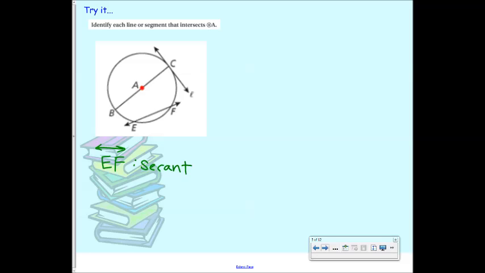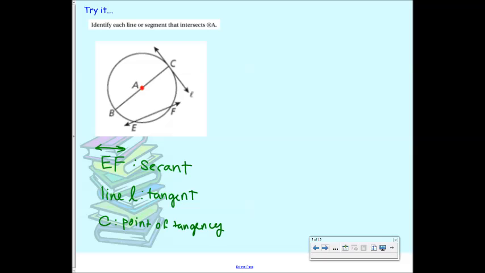Okay, what's another one? Line C. There's no line C. Oh, line L. Why can't we just call it line C? Because C is just a point on the line. We would need 2 letters there. All right, so line L is a what? Tangent. Which makes point C the what? The point of tangency.